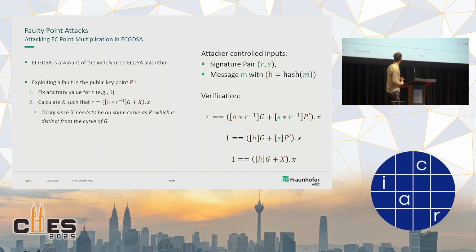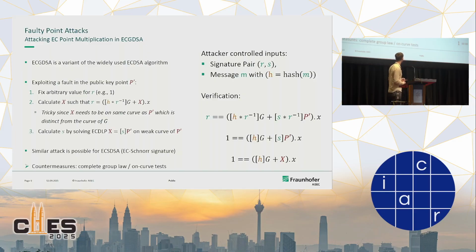Turns out that is possible. We can quickly calculate that. I'm not going to go too deep into the details here. But once we have found this point x, we can just solve the ECDLP on that now, and this gives us the remaining signature value s, and correspondingly our forged signature. We also did this attack for ECGDSA, which is a Schnorr signature that's based on a group of elliptic curve points. And if we are going to talk about countermeasures, that's pretty straightforward.